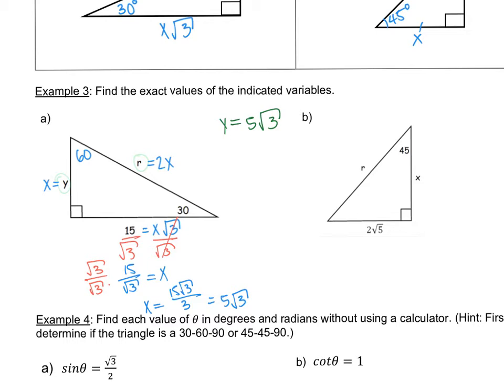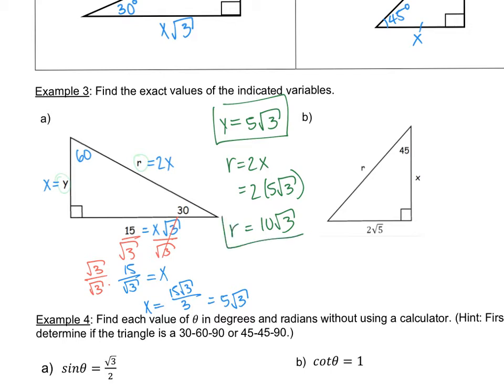Now let's find r. So r is equal to 2x. I already know what x is. It is 5 square root of 3. So if I work this out, this is going to be 10 square root of 3, because 2 times 5 is 10, and then bring down the square root. And that's it. So I found my y, I found my r here, so I found the two variables that were missing. And I'm going to do the exact same thing with part B.